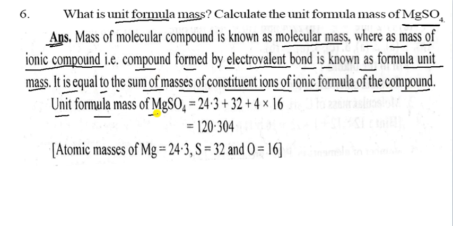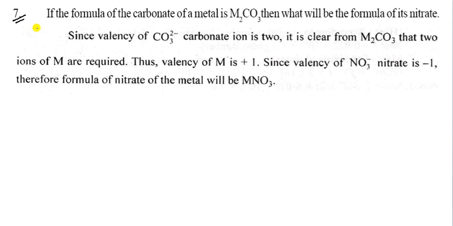So let us see formula unit mass of magnesium sulfate. Magnesium is 24.3 and sulfur is 32 plus 4 oxygen, so 4 into 16. 16 is atomic weight of oxygen. So you can multiply and add this. This one is 120.3, so that one is the formula mass. So atomic mass of magnesium is 24.3, sulfur is 32 and oxygen is 16. So you have to learn by heart. You can write magnesium is only 24. So let us see the next one, the seventh question.